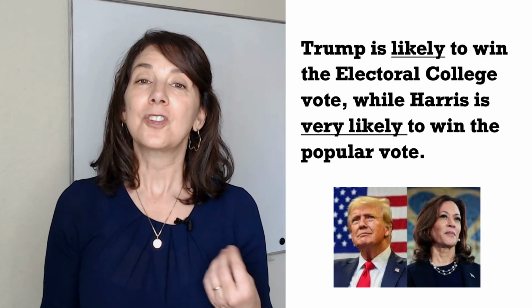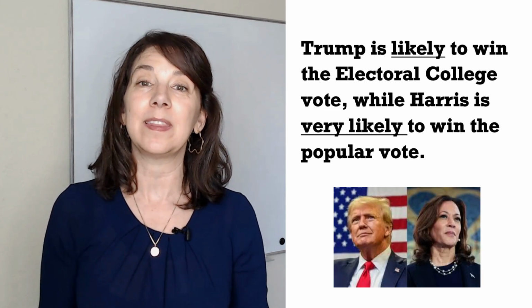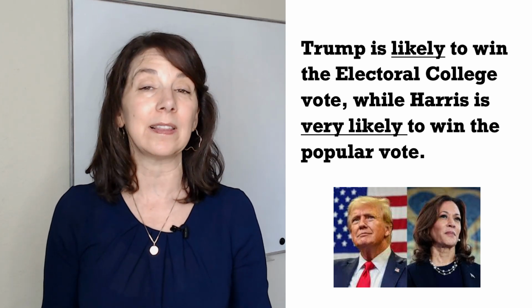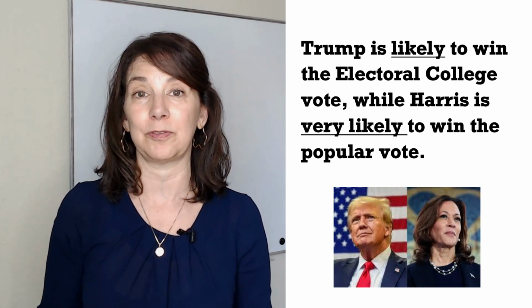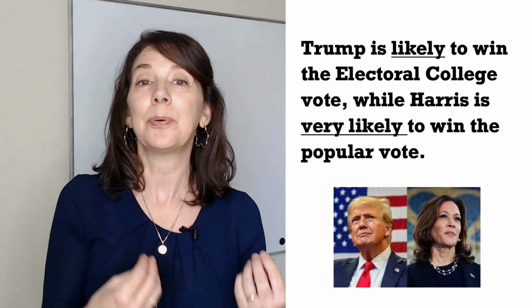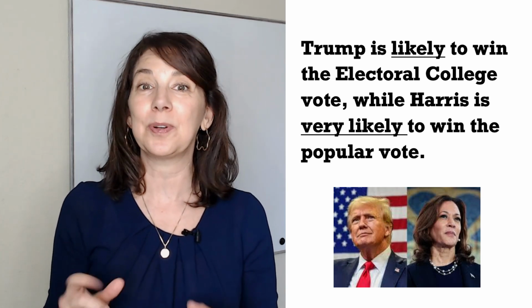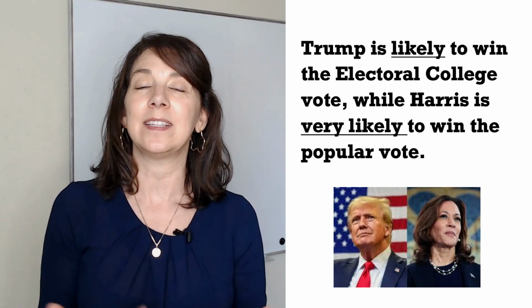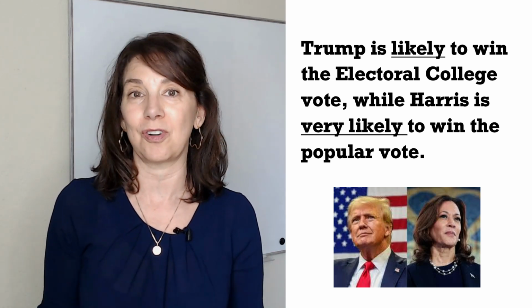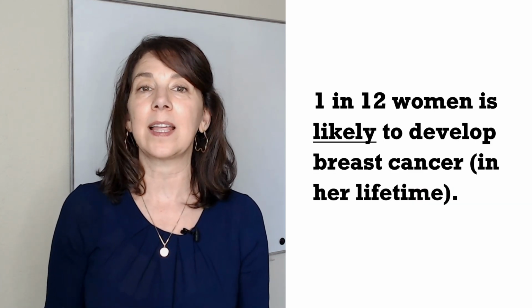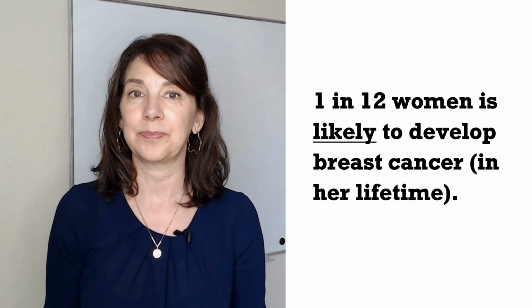Let's see some more academic examples. Trump is likely to win the Electoral College vote, while Harris is very likely to win the popular vote. Okay, so this just means that this will probably happen. Notice that I used very likely for the second one to show that it is more likely or it is stronger. 1 in 12 women is likely to develop breast cancer.